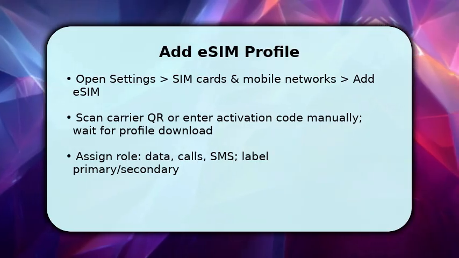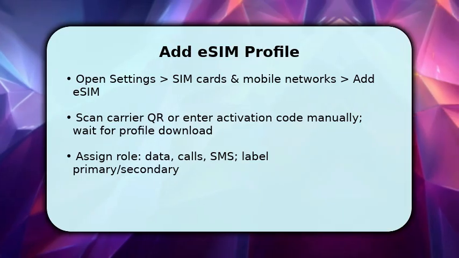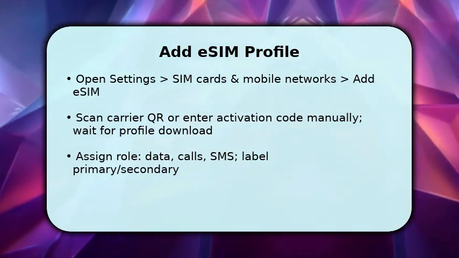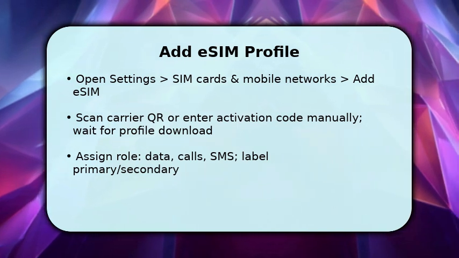Make sure you assign roles. Select which line handles mobile data, calls, and SMS, so the phone knows how to route traffic. If you need dual lines, label them clearly. Once the profile installs, you'll be ready to configure usage preferences.